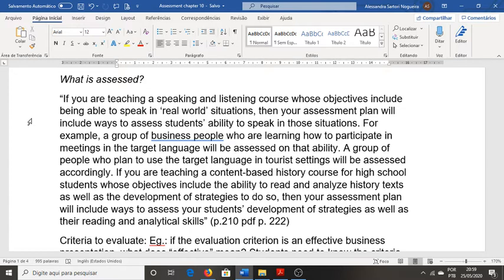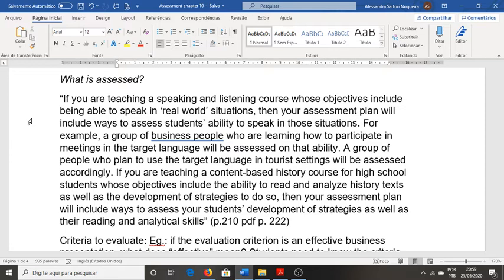For example, a group of business people who are learning how to participate in meetings in the target language will be assessed on that ability. A group of people who plan to use a target language in tourist settings will be assessed accordingly. If you're teaching a content-based history course for high school students whose objectives include the ability to read and analyze history texts, as well as the development of strategies to do so, then your assessment plan will include ways to assess your students' development of strategies, as well as their reading and analytical skills.